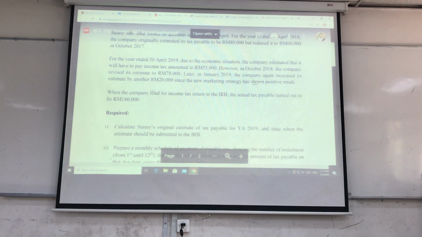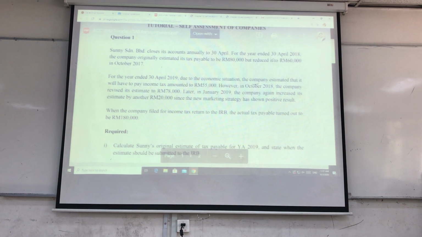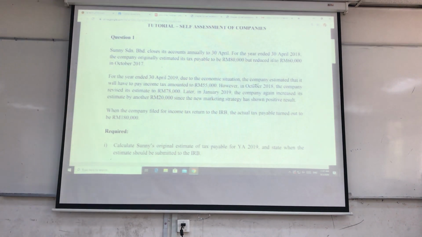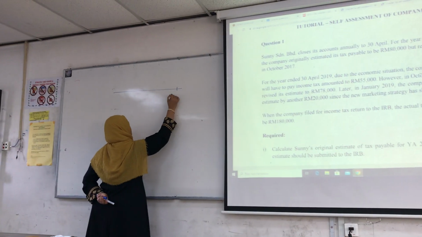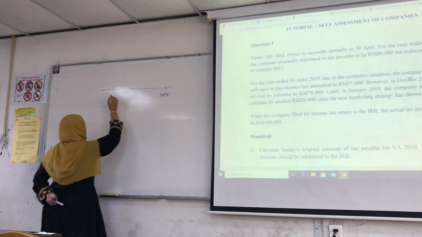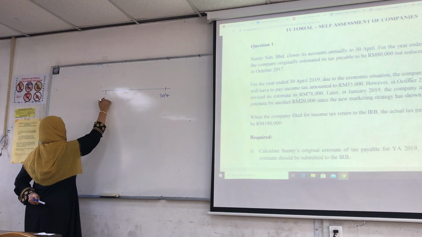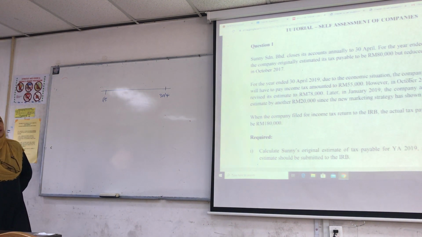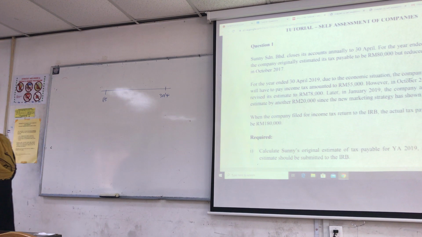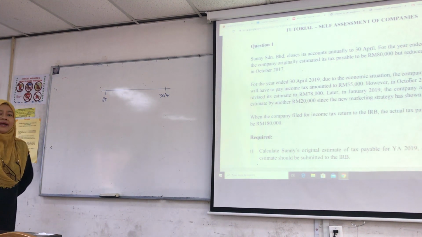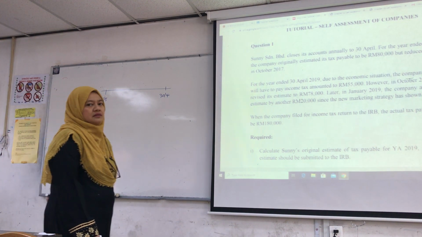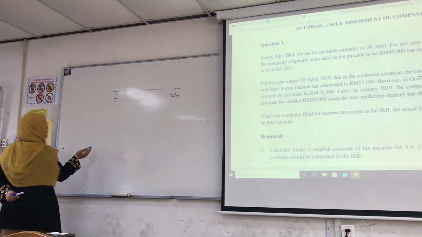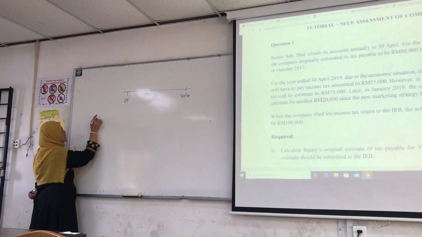So let's go back to the question. You have Sunny Sdn Bhd, year end is 30th of April, so it means that it starts on 1st of May. It was given that for year ended 30th April 2018, which YA is that? YA 2018. You can be my student, girl. Okay, YA 2018.